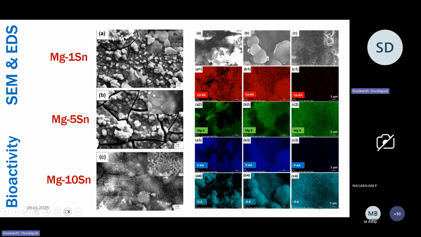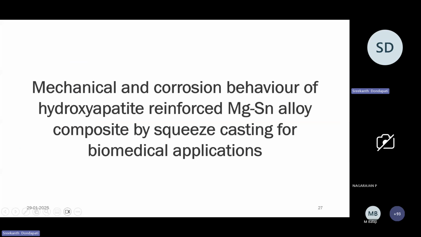And among all these three, magnesium 5 tin seems to be a little better even in the bioactivity aspects. So on the whole, we have concluded that 5 is the optimum percentage of tin, which can be a potential candidate for biomaterial applications. And beyond 5%, probably the properties deteriorate. That was the conclusion from those studies.